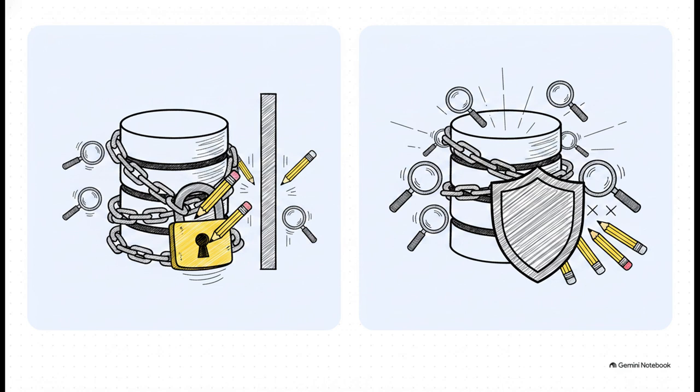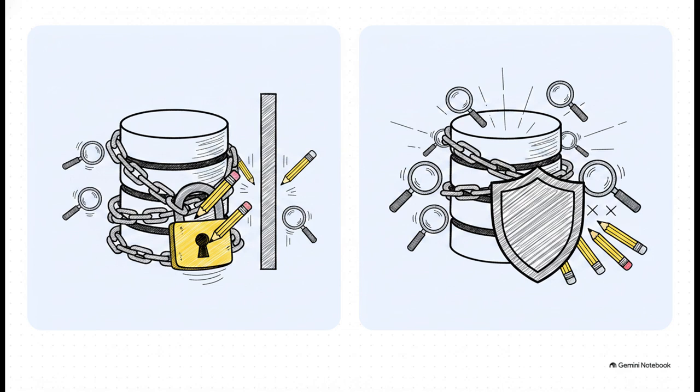We generally use two types of locks. An exclusive lock is used when a transaction wants to write to the database. It completely locks everyone else out. No one else can read or write to that data until the lock is released. On the other hand, a shared lock is a bit more forgiving. It's used when a transaction only wants to read data.